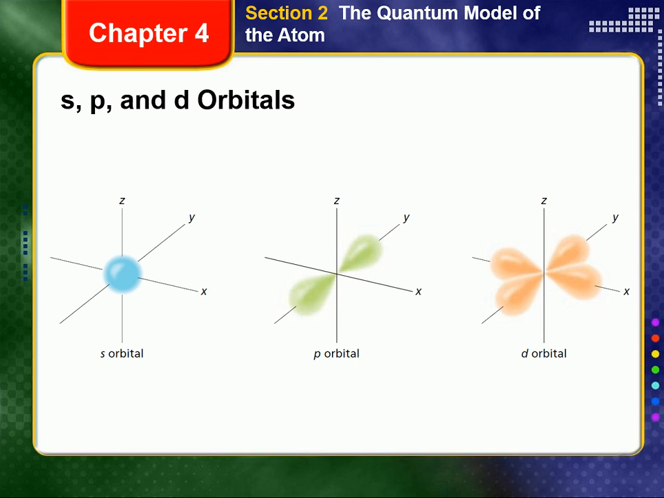Each atomic orbital is designated by the principal quantum number followed by the letter of the sublevel. For example, the 1s sublevel is the s orbital in the first main energy level, while the 2p sublevel is the set of p orbitals in the second main energy level. On the other hand, the 4d orbital is part of the d sublevel in the fourth main energy level.